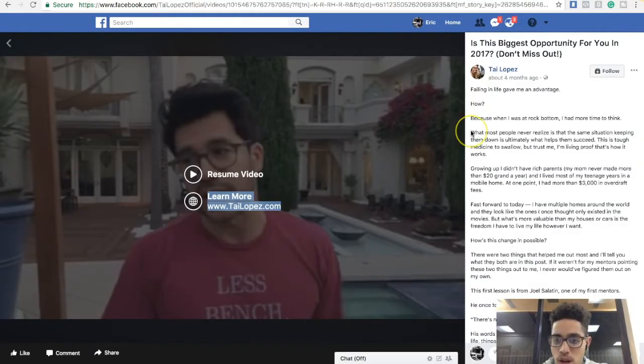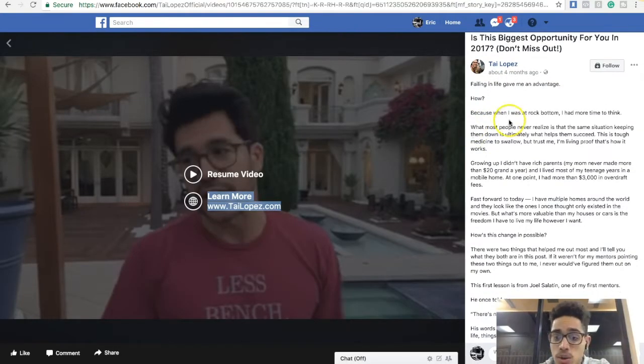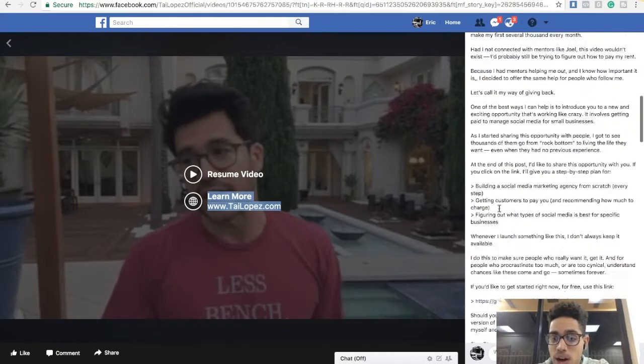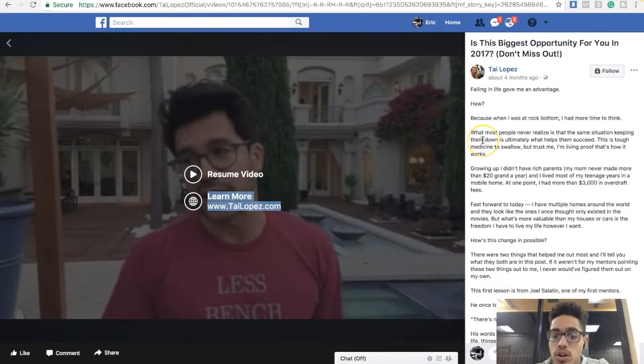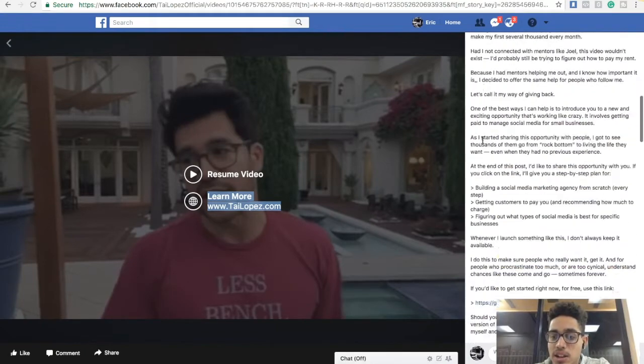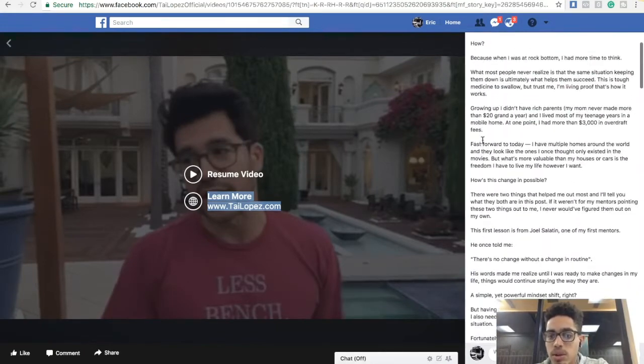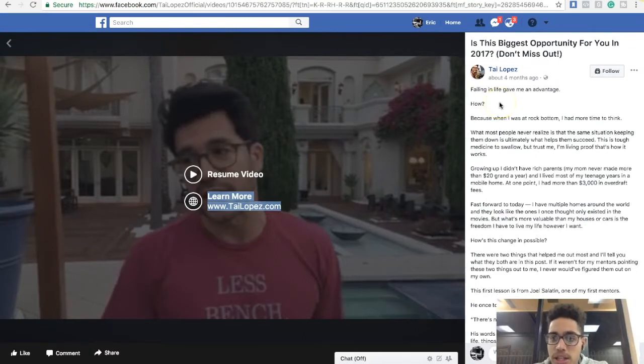I'll read it really quick. So I opened it up, right? It's also a story ad. It's going to weed out the weak, right? It's going to weed out the non-serious people, and he's only going to get leads of people who are actually serious, right? So failing in life gave me the advantage. How? Because when I was rock bottom, it's called the PAS formula.